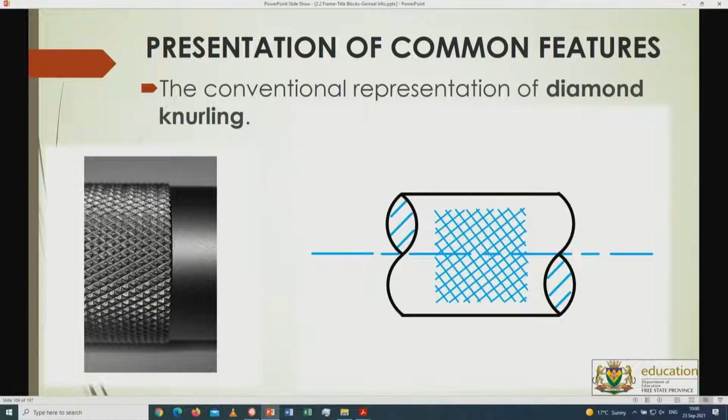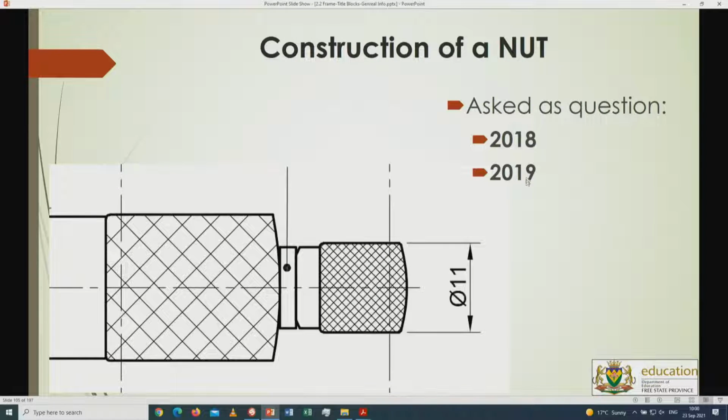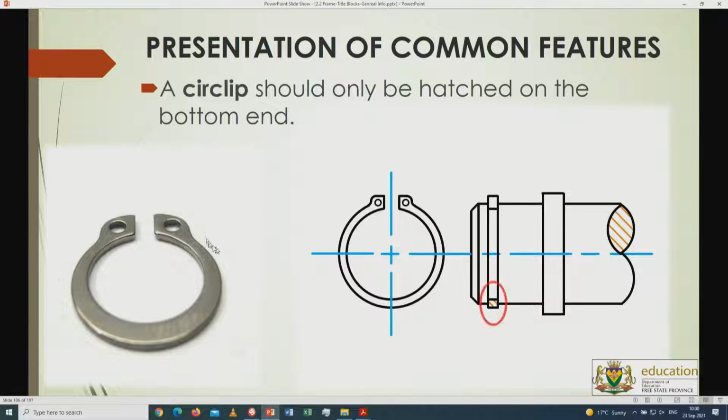This is your answer that you will get over here. It's called diamond knurling. We will get to that just now. 2019, 2018, it has been asked. All right, this is a circular, bottom been sectioned over here, the top not sectioned because of the gap that you see over there.